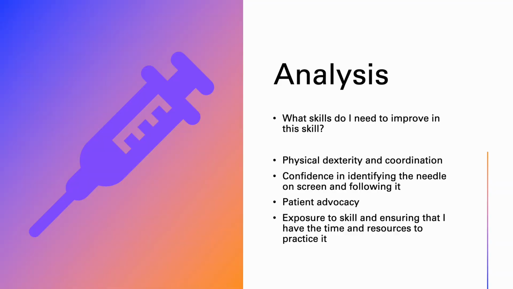What do I need to improve on this skill? I think the main one is the physical dexterity and coordination of holding both the probe and the needle. I think confidence in identifying the needle on the screen and accurately following it. I think patient advocacy is a big one, and just building on my knowledge and being able to advocate for my patients and their needs with vascular access devices. And I think the main thing is exposure to the skill and ensuring that I have the time and resources to practice and improve on it.